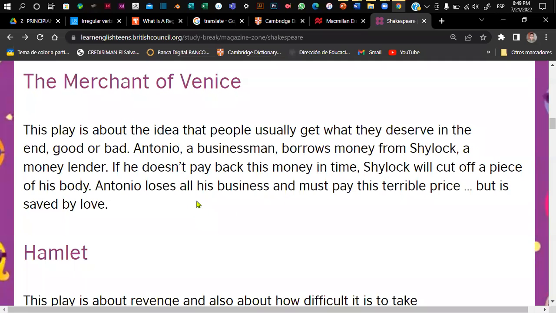Okay, thank you very much. The play is about the idea that people usually get what they deserve in the end, good or bad. Antonio, a businessman. Repeat businessman. What is businessman? Hombre de negocios. Okay, in general. Borrows. What is borrow? Prestar. Borrows money from Shylock, a money lender. What is money lender? Prestamista.